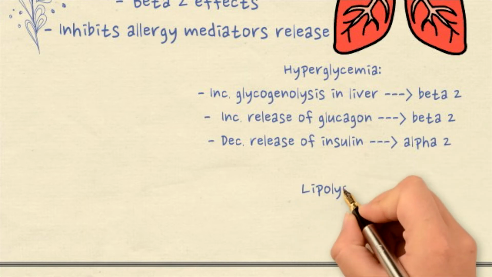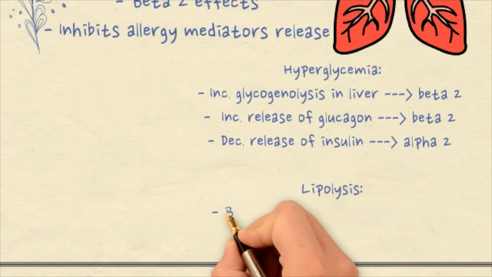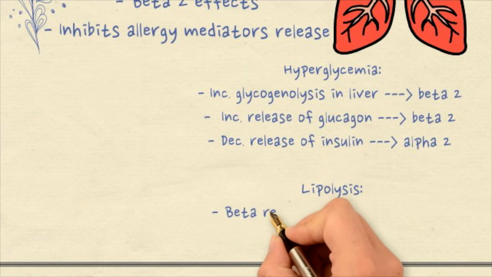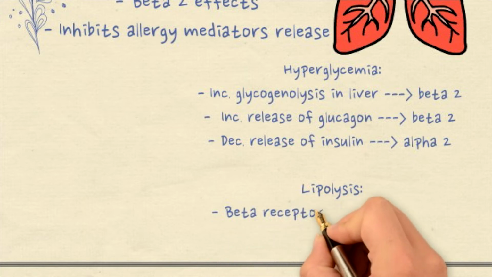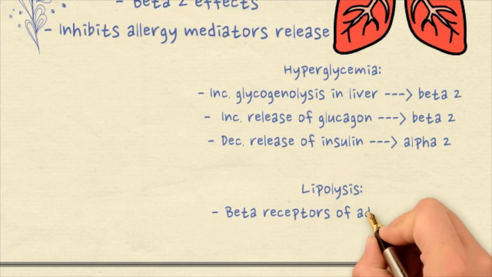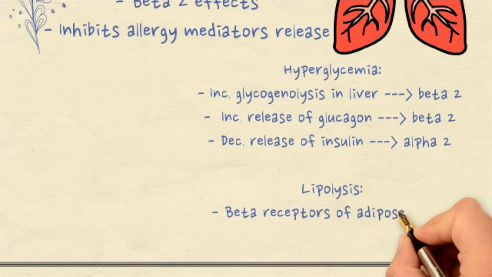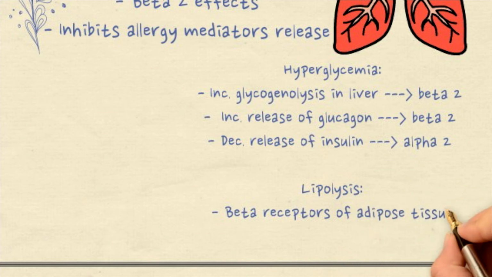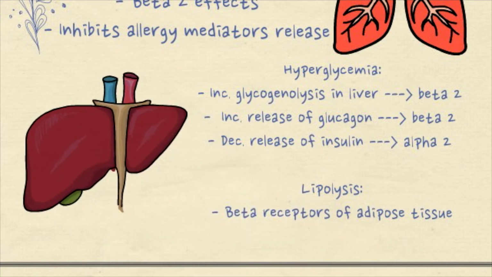In addition to hyperglycemia, epinephrine also causes lipolysis. Epinephrine initiates lipolysis through its agonist activity on the beta receptors of the adipose tissue. What it does is increase the levels of cAMP and stimulate an enzyme, lipase, which hydrolyzes the triglycerides into free fatty acids and glycerol.